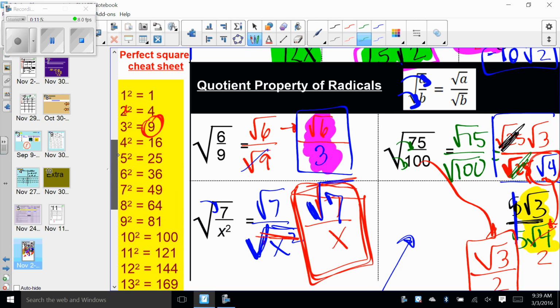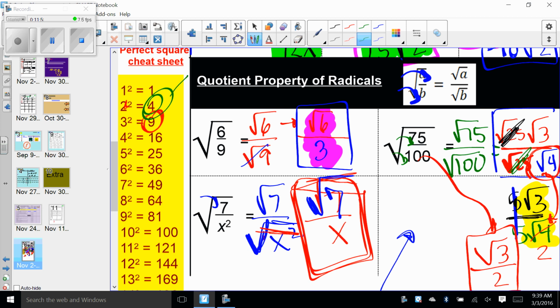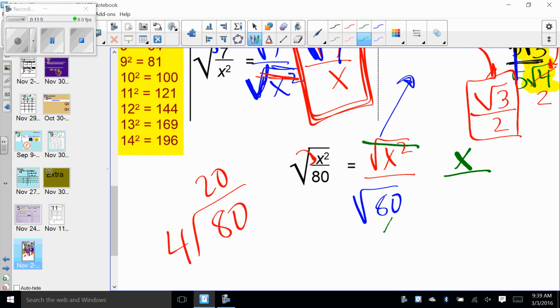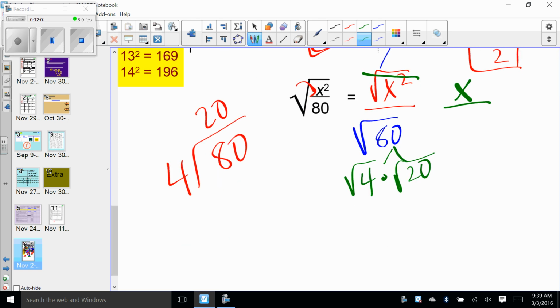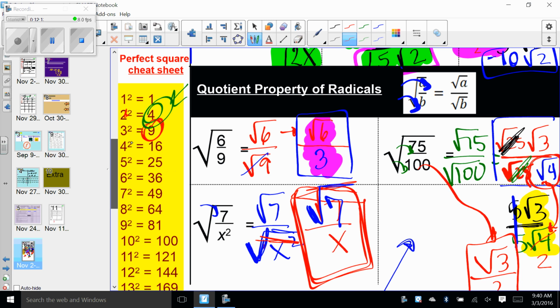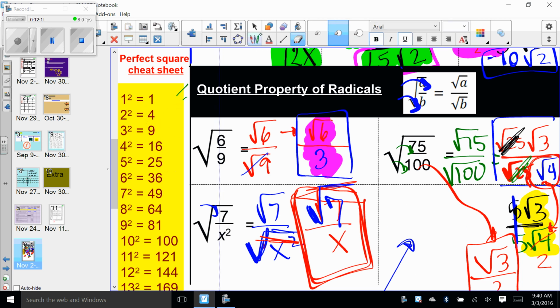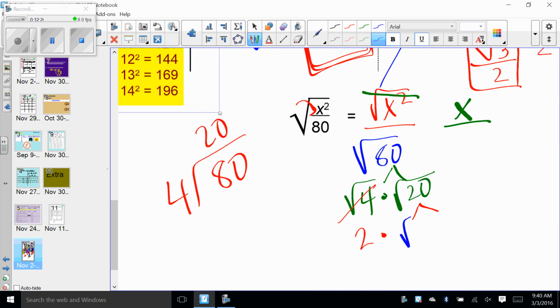Square root 80. I'm going to pull a 4 out of that right here, this 4. So we have square root 4 times square root 20. Sorry about all my mistakes here. That's what happens when you're 12 minutes in a video. Here we go. Square root 4 is 2. And the square root of 20, can I break that apart? Is there anything that I can pull out of 20? Looking back at my cheat sheet, I could take out another 4. So we have square root 4 times square root 5 makes a 20.